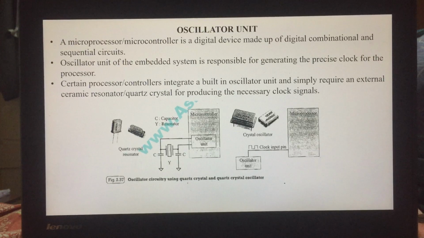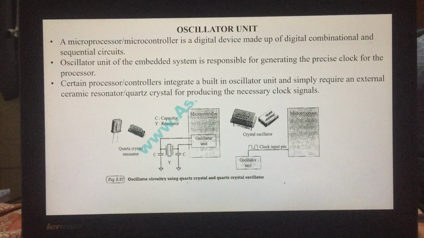Quartz crystal and ceramic resonators are the same in operation, but there is a physical difference between them. A quartz crystal is normally mounted in a hermetically sealed metal case with two leads protruding out of the case. Hermetically sealed means it is airtight. Protruding means projecting out. Certain devices may not contain a built-in oscillator and the clock pulses are generated and supplied externally.